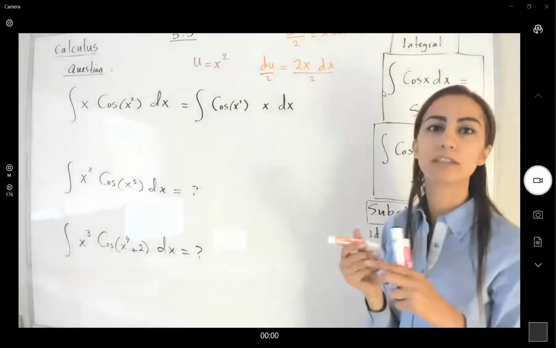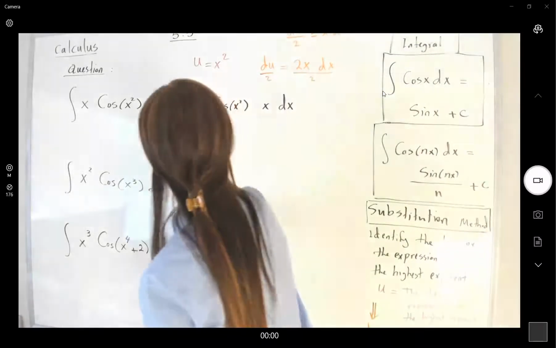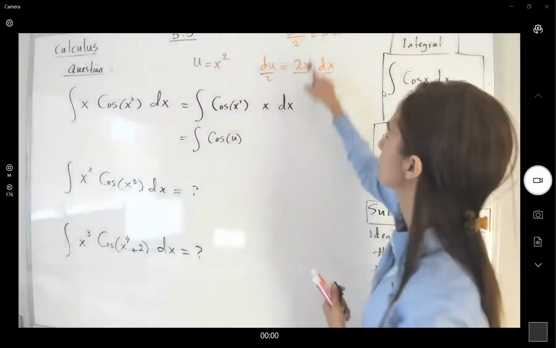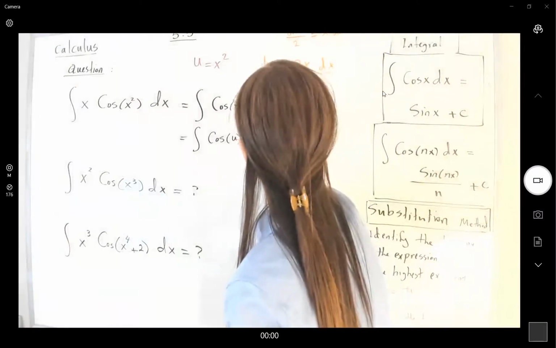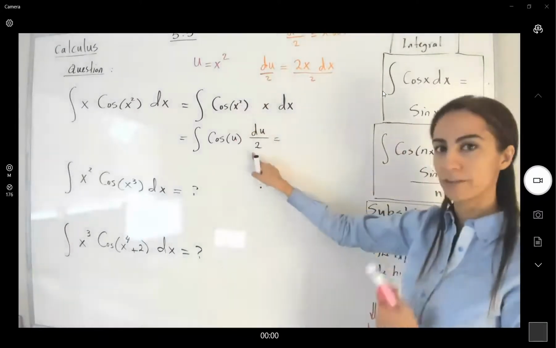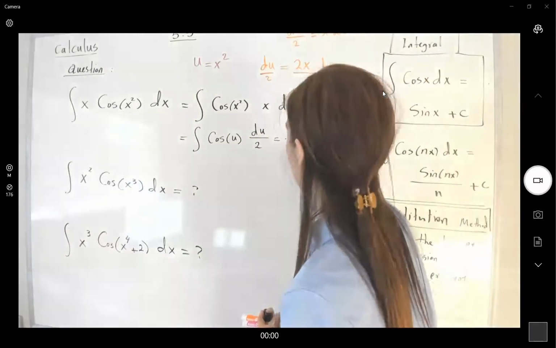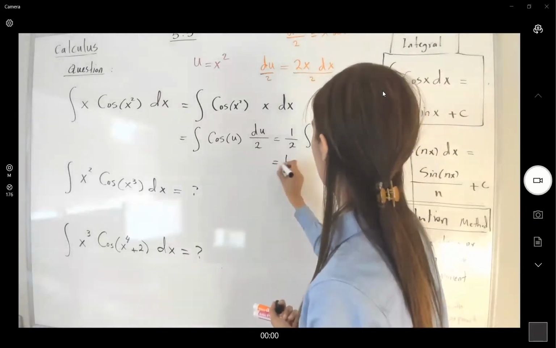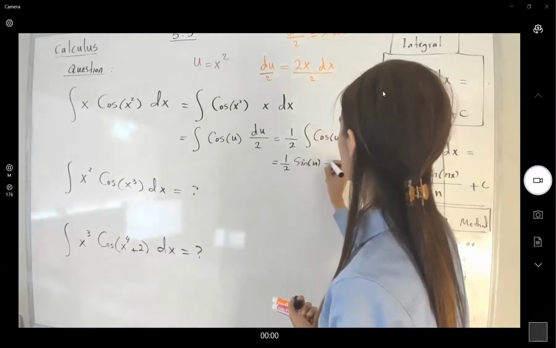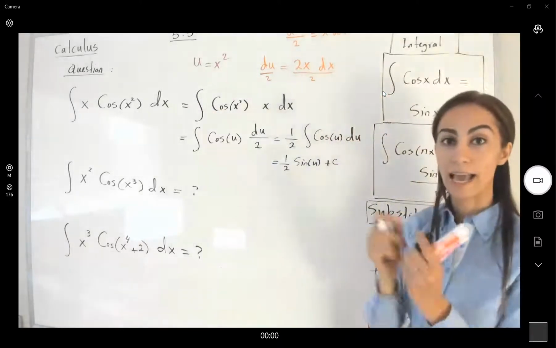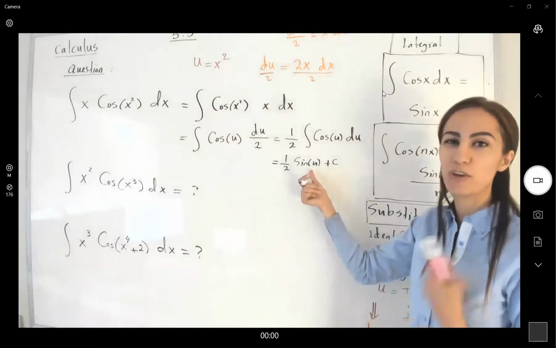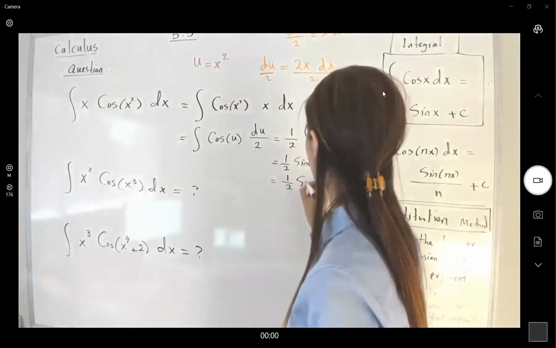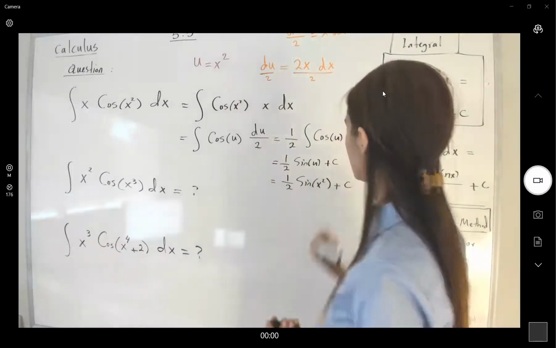Now just write everything in terms of u. It is equal to the integral of cosine of u. This guy is du divided by 2. This is a half times du, so you can write it as a half integral of cosine of u du, which is a half sine of u plus c. But our original integral is in x, so we cannot keep u. We need to convert everything to x, so it is equal to a half sine x squared plus c.